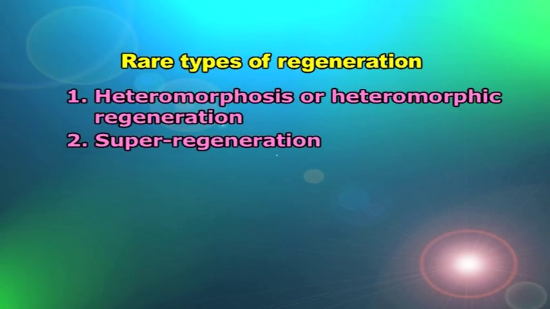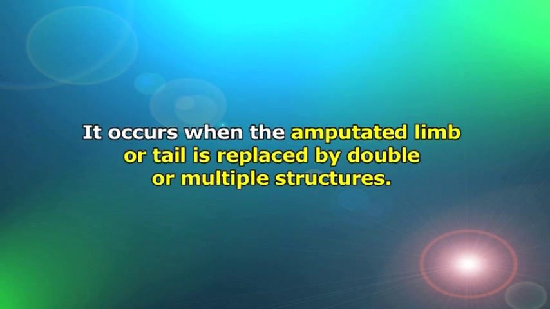Number 2, superregeneration. It occurs when the amputated limb or tail is replaced by double or multiple structures.